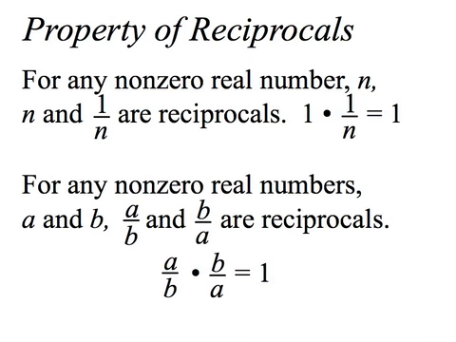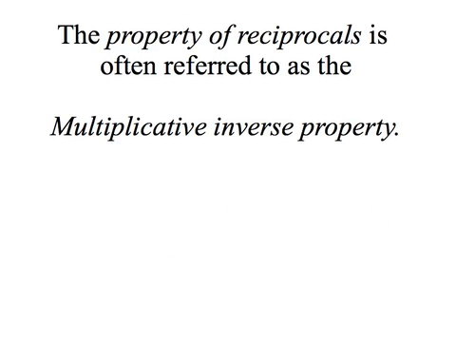Here's the property of reciprocals. For any non-zero real number, n and 1 over n are reciprocals. 1 times 1 over n is equal to 1. For any non-zero real numbers a and b, a over b and b over a are reciprocals. A over b times b over a is equal to 1. The property of reciprocals is often referred to as the multiplicative inverse property.